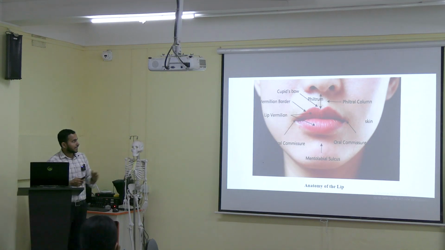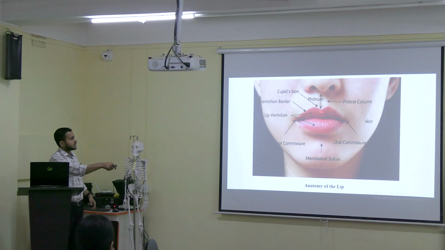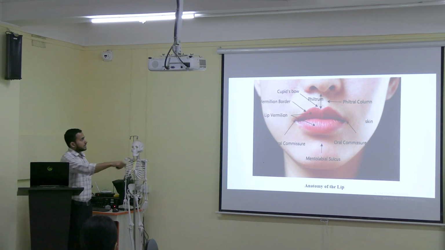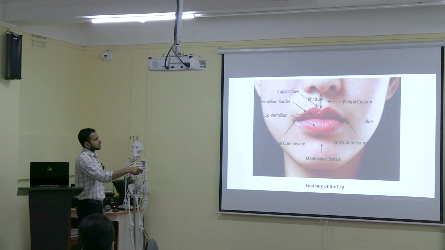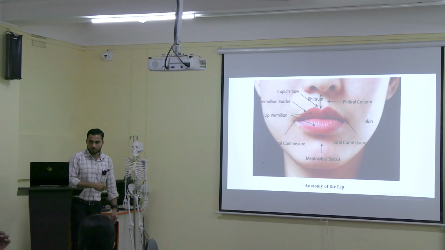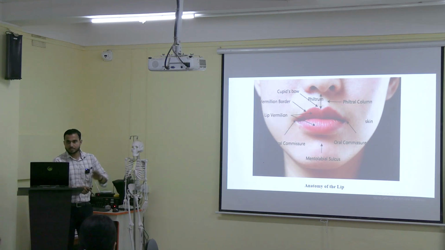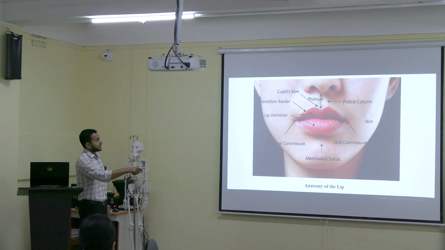Now this is the diagram. This diagram will help you to understand the parts of the lip. As you can see, this is the upper lip and this is the lower lip, okay? This particular part of the upper lip, as you can see, is lined by skin. Here also you can see this is lined by skin. Between the skin and this part, which is lined by mucous membrane, the junction is called the Vermilion border or mucocutaneous junction.